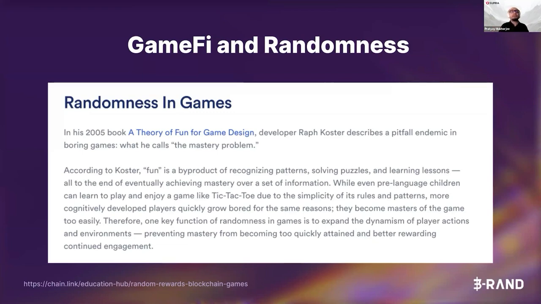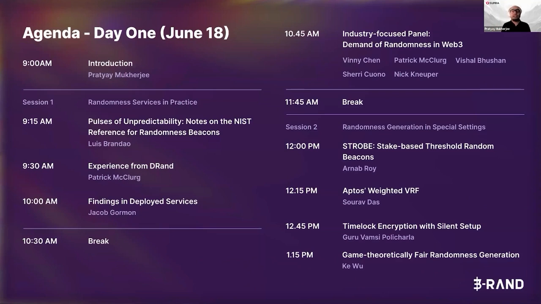So, here is our agenda for the first day. I already gave the introduction. In the first session, we'll have randomness services in practice. We'll see a talk on NIST randomness, which is not really on-chain randomness but a centralized randomness beacon, to start with. Then we'll have other deployed randomness services like DRAND. And then Jacob from Supra will talk about different findings we have at our lab with deployed services.